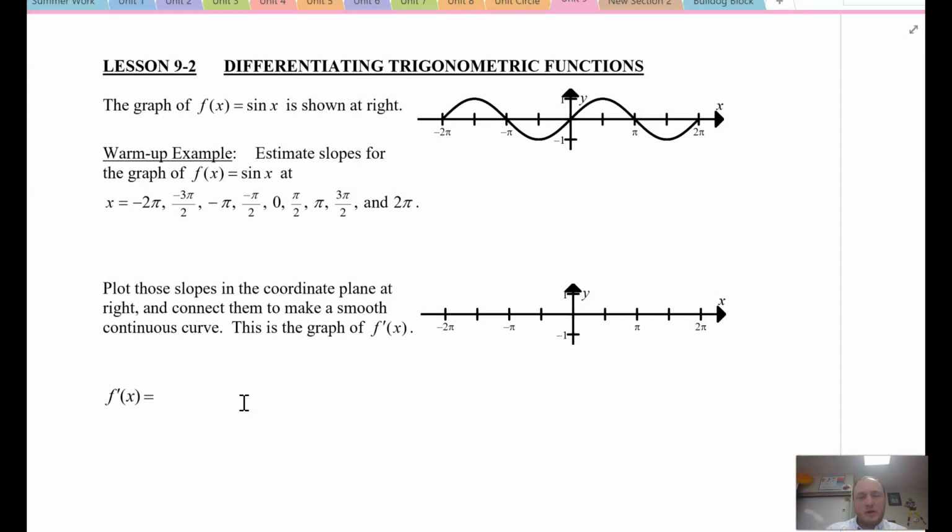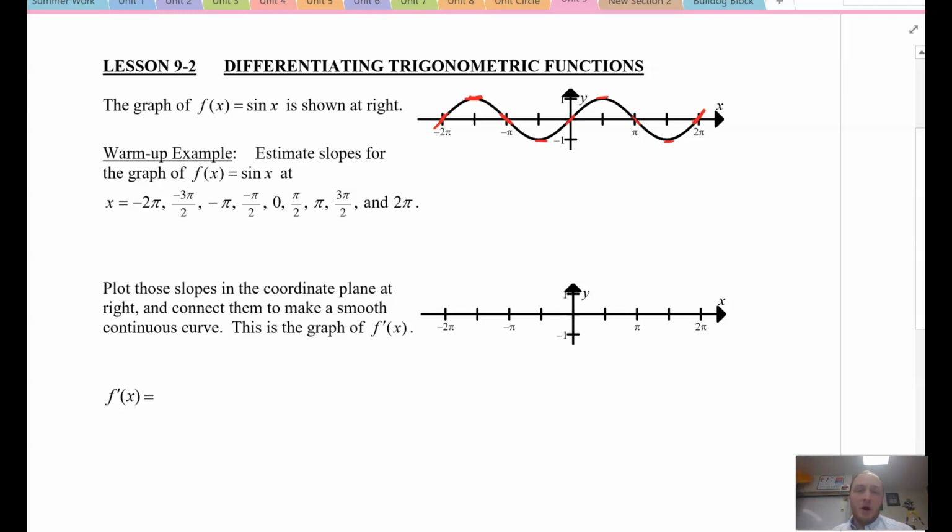And what we're going to do is, at all the main angles, draw a slope field. So estimate the slope field. So I'm looking here at negative 2 pi, and that looks like 1. Here at negative 3 pi halves, it looks about 0. Here it looks like negative 1, 0, 1, 0, negative 1, 0, and excuse me, and 1.